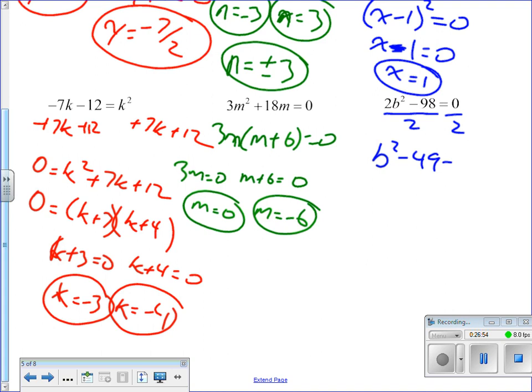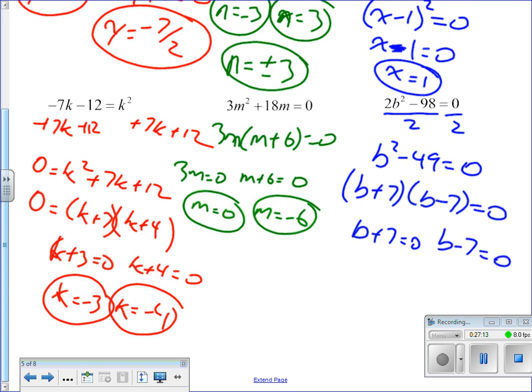B squared minus 49 is equal to 0. Now this is factorable. 49 is a perfect square. B plus 7, B minus 7 equal to 0. B plus 7 equals 0. B minus 7 equals 0. B equals -7. B equals +7. And those are your two answers. I did a lot of example problems, but I wanted to hit a lot of different possibilities so you can see what you're going up against.